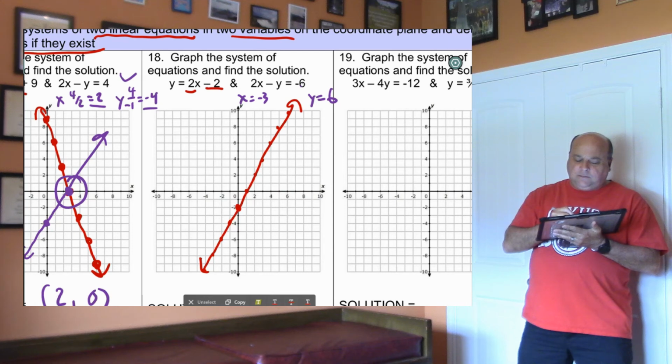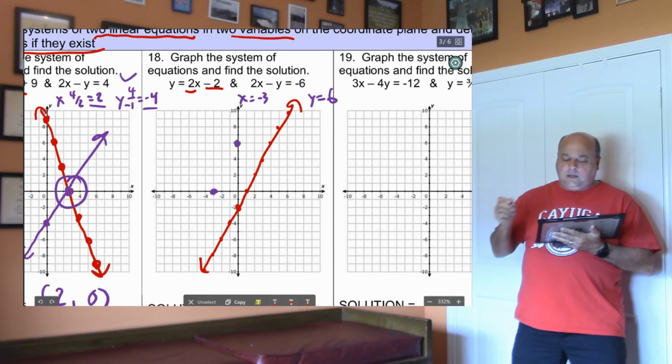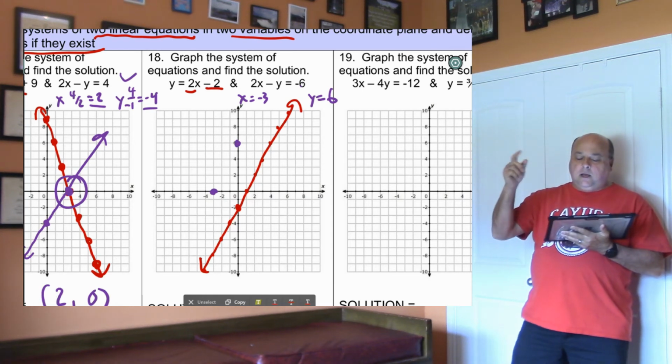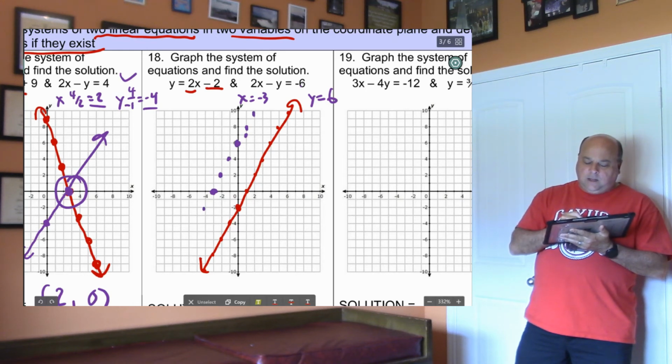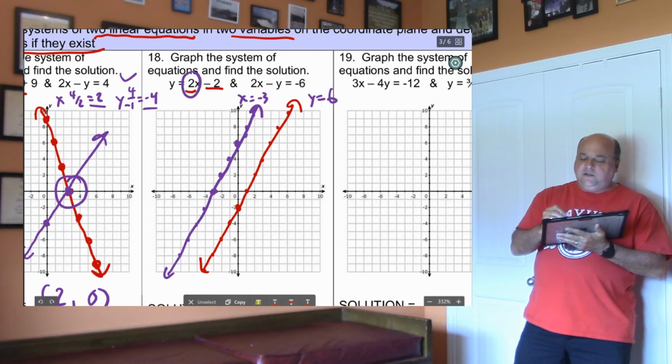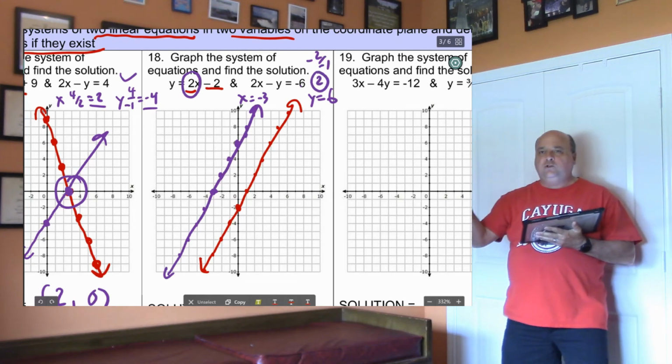So the x-intercept's at -3. The y-intercept is at 6, okay? My slope would be up 2, right 1. So up 2, right 1. Notice what happens here. This slope is 2. This slope would be -2 over -1, which is 2, right? The slopes are the same.